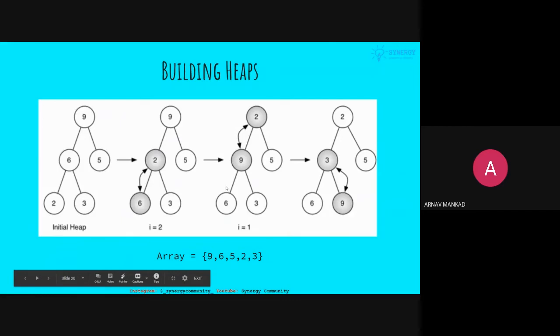Now, while building heaps, the first condition which we need to take care of is the leaf. Now, leaf nodes are always heaps. So we don't need to do anything with the leaf nodes, which is 5, 3 and 2. We begin with the inner nodes. The first inner node is 6. Okay, so we apply a procedure called heapify.